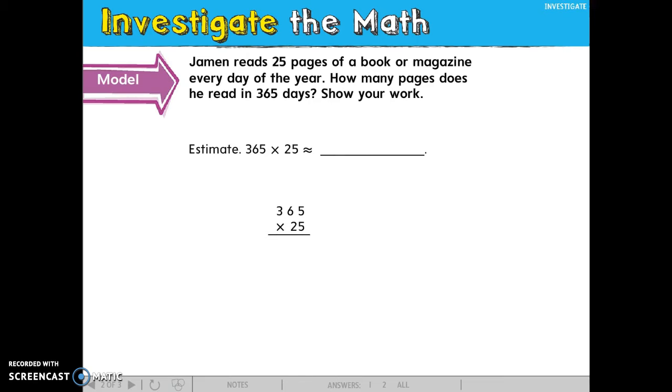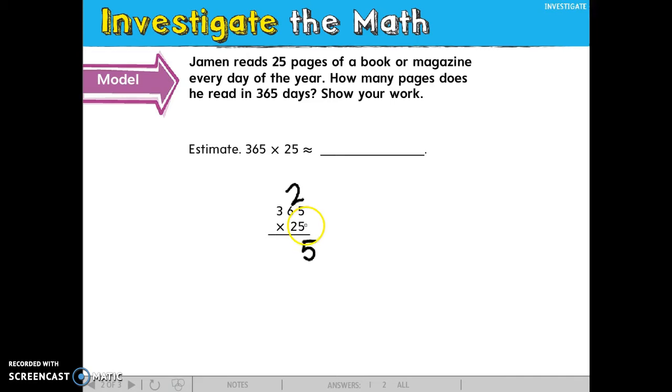Our first example says that Jamin reads 25 pages of a book or magazine every day of the year. How many pages does he read in 365 days? So yesterday we learned about multiplying by a one-digit number, and so that's the first step when multiplying by a two-digit number. We're going to start with our ones place. So we're going to multiply 5 times 5, which is 25. 5 goes at the bottom, and we carry our 2.